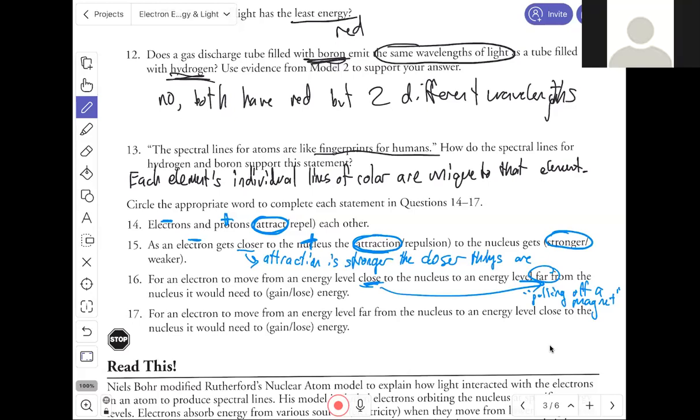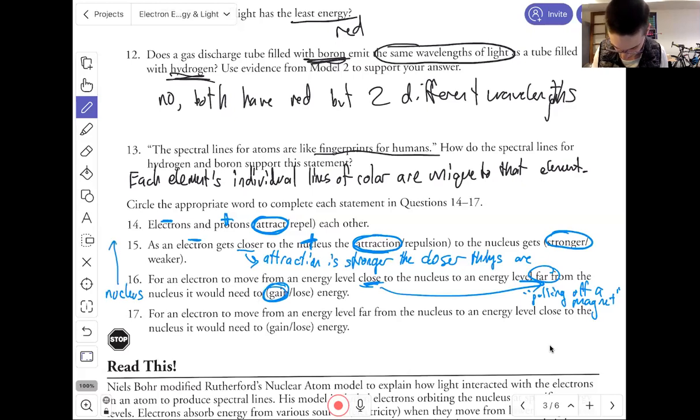It requires energy to literally yank a magnet off. It's the same sort of thing. It requires energy to move an electron away from the nucleus. So it needs to gain energy to move away from the nucleus. If I have the nucleus here, my electron going farther away, that's what I'm talking about. I'm pulling the electron away from the nucleus.